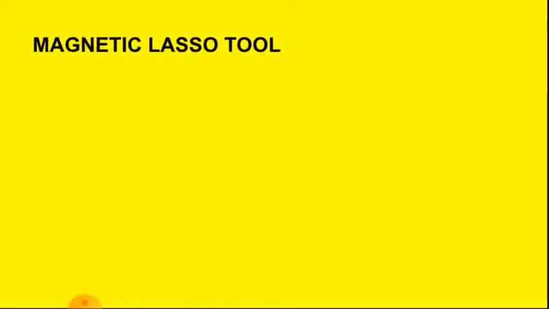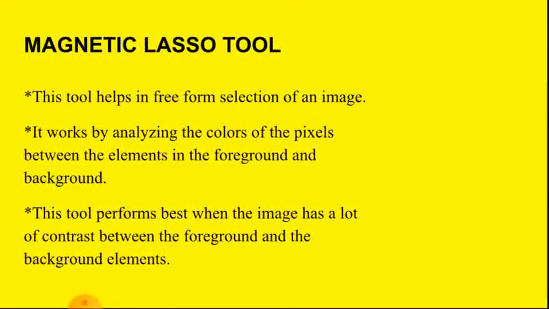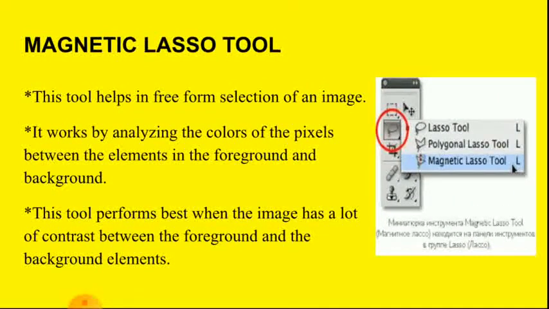Next is magnetic lasso tool. This tool helps in free form selection of an image. It works by analyzing the colors of the pixels between the elements in the foreground and background. This tool performs best when the image has a lot of contrast between the foreground and the background elements. Can you see the icon of magnetic lasso tool? Yes, that is the icon of magnetic lasso tool.